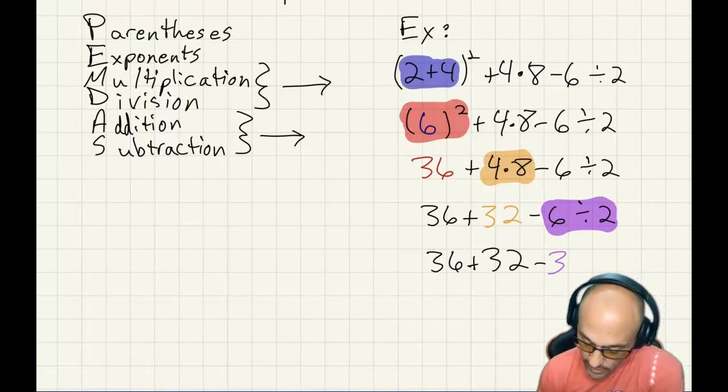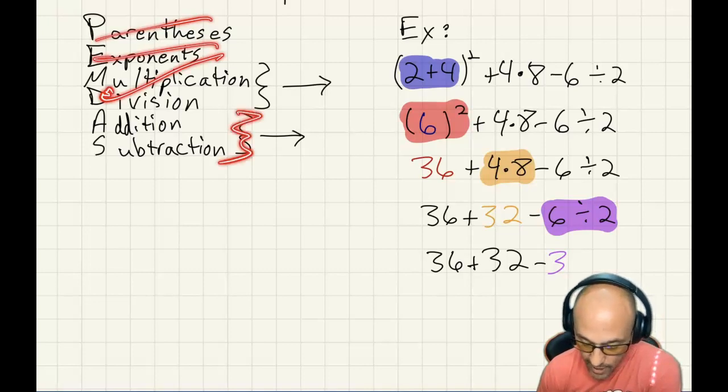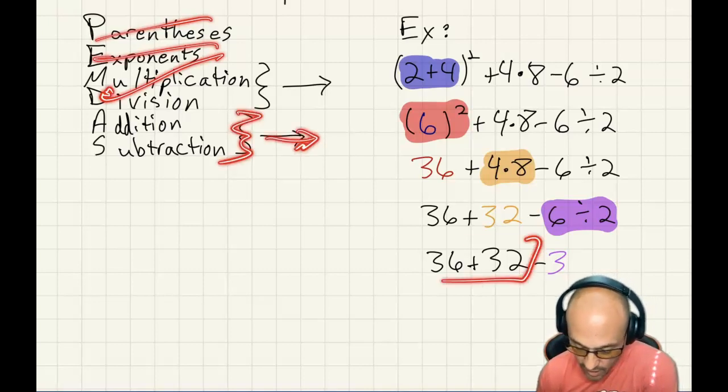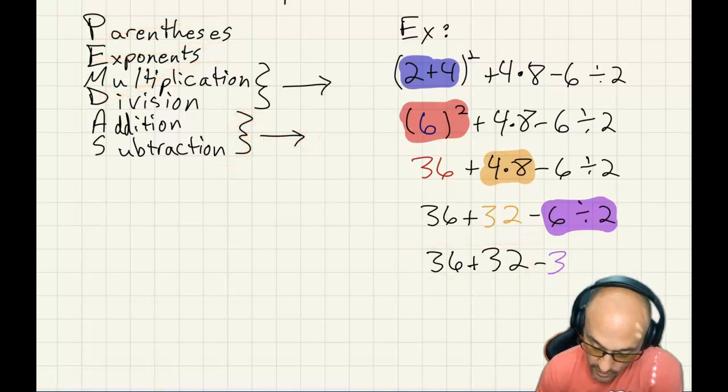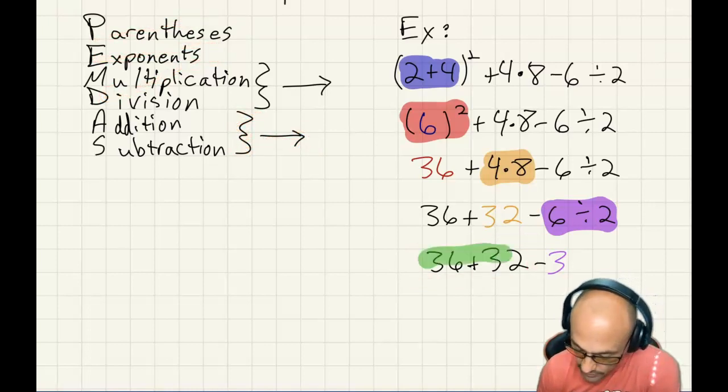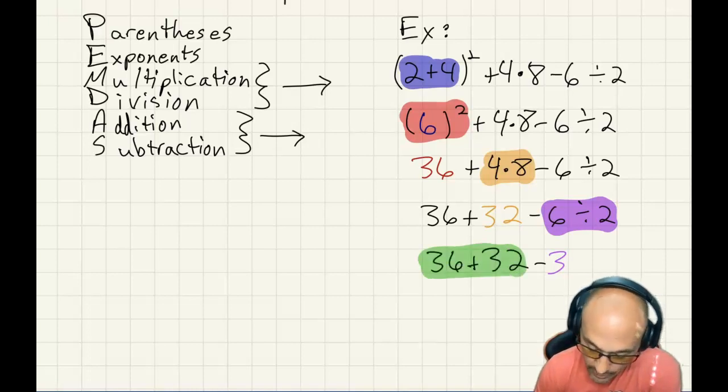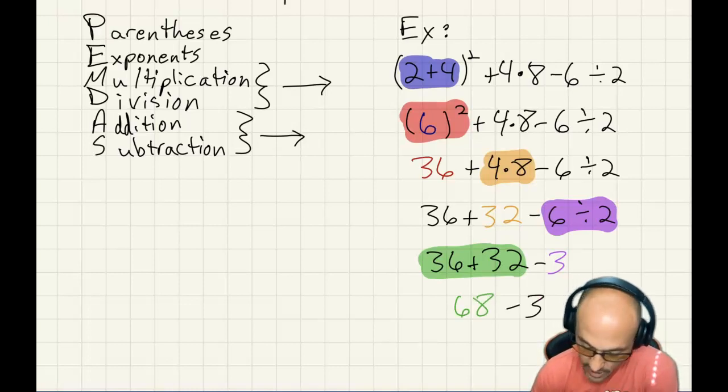And now we look and we say, all right, parentheses, exponents, multiplication and division are done. Now we do addition and subtraction from left to right. So here we add first. So let me see if I can find another color that we haven't used yet. 36 plus 32 is going to be 68. Then we still have minus 3.